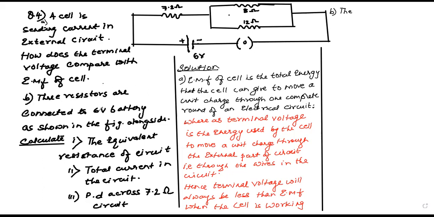3 resistors are connected to a 6-volt battery as shown in the figure alongside. Got it? You can see 8 ohm, 12 ohm, 7.2 ohm. मैंने बताया जब भी ऐसा सर्किट रहेगा, नेटवर्क रहेगा, जहां गर्दी उधर से सिंप्लीफाई करने को स्टार्ट करो, तो ये दो रेजिस्टर्स पैरेलल में है, 8 ohm and 12 ohm. इसको सिंप्लीफाई करो.